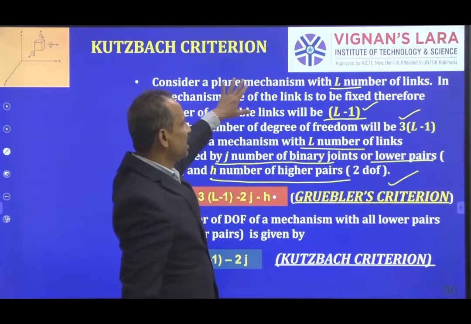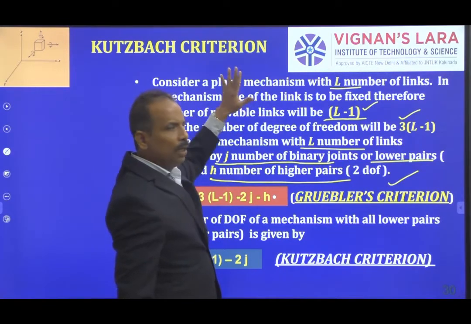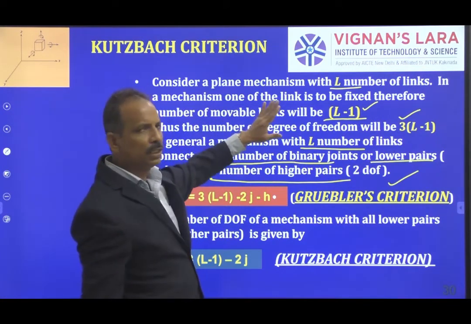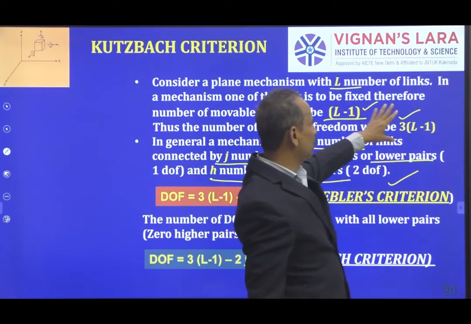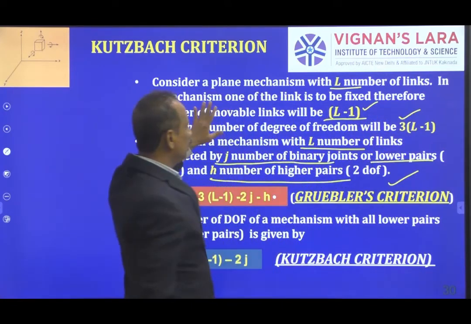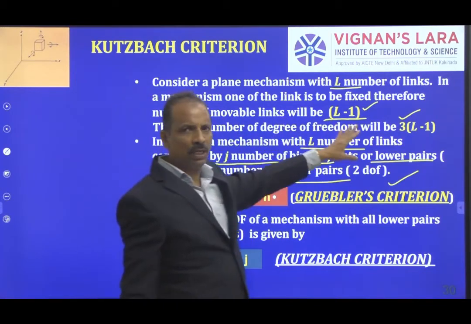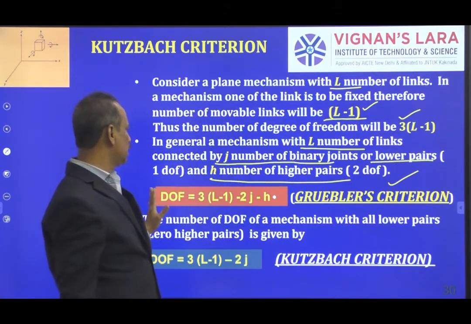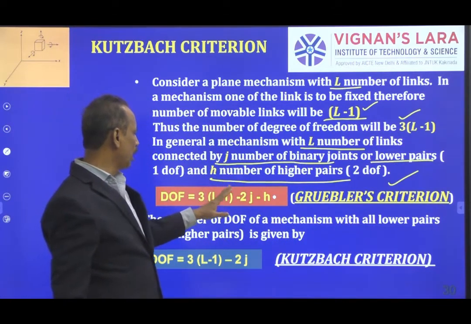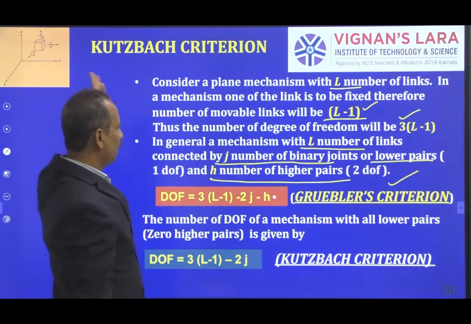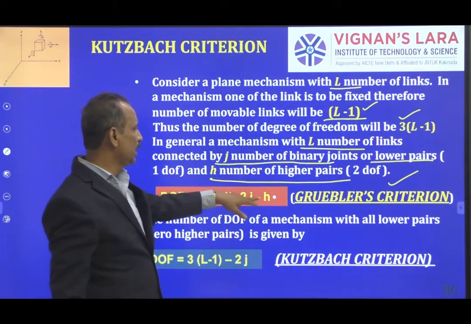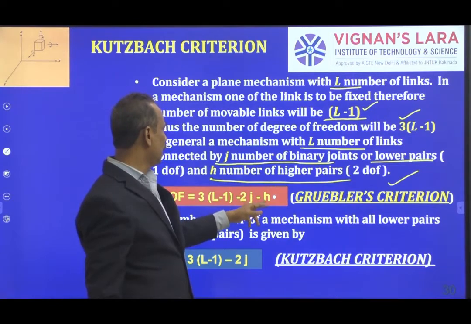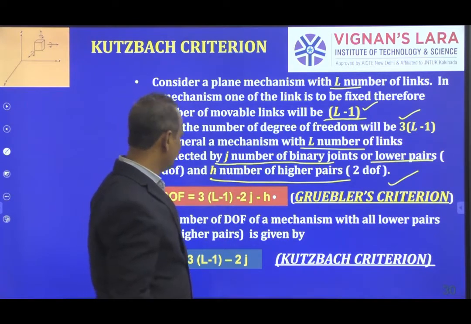What we said here is that the number of links is L in a mechanism where one link should be fixed. Then the total movable links are L minus 1, and each link will have 3 degrees of freedom. So all links will have 3 into L minus 1 degrees of freedom. Then if it forms a mechanism, the mechanism's degrees of freedom is given by 3 into L minus 1 minus 2j minus h, where j stands for lower pairs, or binary joints, and h stands for the number of higher pairs.